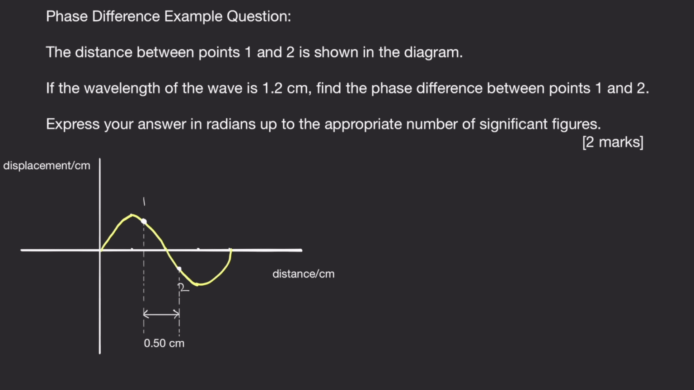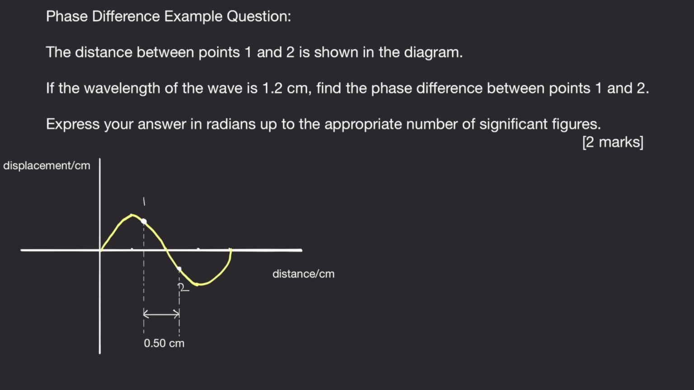Here's an example question on phase difference. So the distance between points 1 and points 2 is shown in the diagram. This here is just 0.5 centimeters. If the wavelength of the wave is 1.2 centimeters, find the phase difference between points 1 and 2. We need to express our answer in radians up to the appropriate number of significant figures.